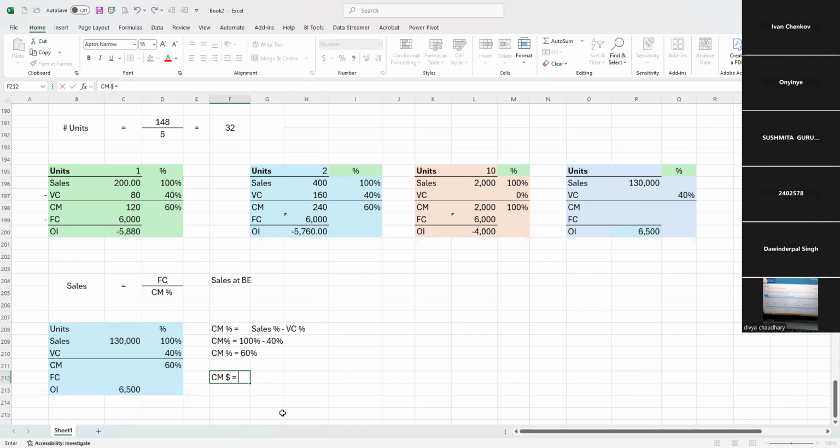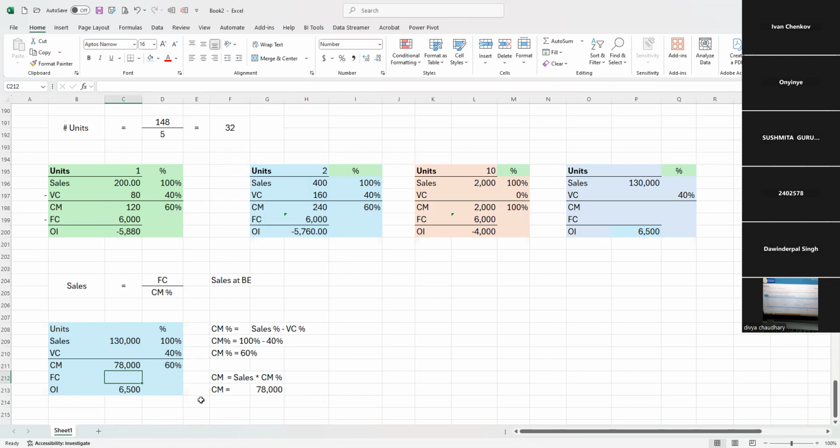So what that means is my contribution margin as a dollar amount will be equal to my sales times the contribution margin percentage. Make sense? So my contribution margin should be equal to, I know my sales, 130,000 times 60%, which is 78,000. So I get my 78,000.